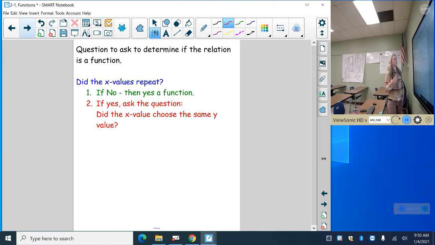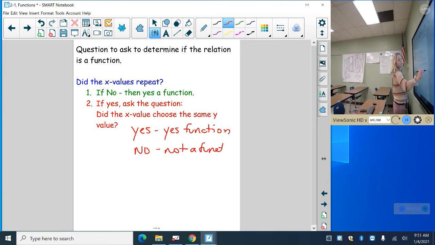So here's a question we ask ourselves in order to determine if a relation is a function. Does the x value repeat? And if it does, does it go to the same y value? You have to remember that. Write that down. Does the x value repeat? If no, then yes, it is a function. Okay, if yes, did the x value choose the same y value? If it does choose the same y value, then yes, it's a function. Okay, if the answer is no, then it's not a function.